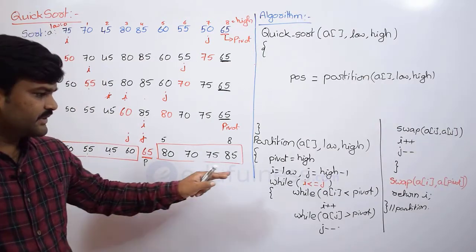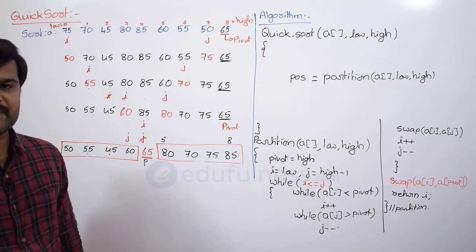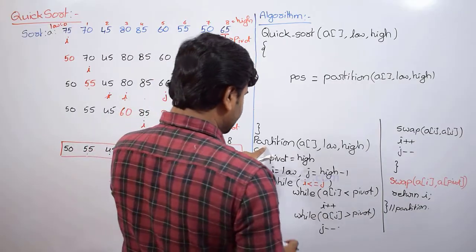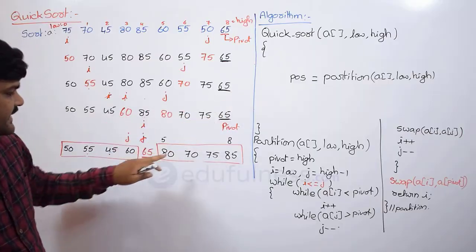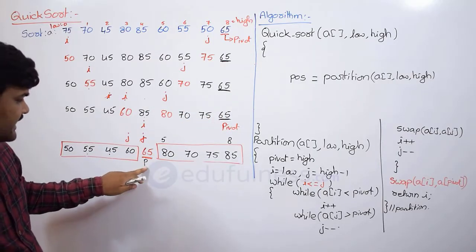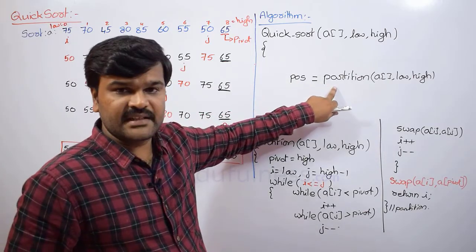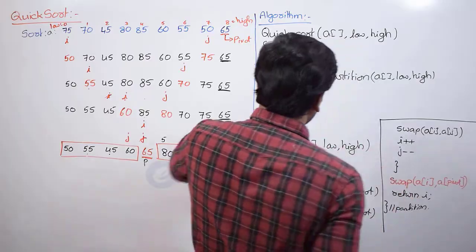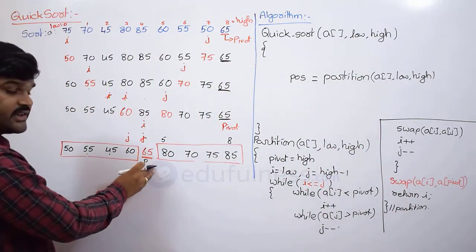So you see how simple writing the code is after understanding the example. Now you see what happened. After completion of this partition, the pivot is placed in the 4th position, and that number 4 is returned. So now position is going to have that number 4, for example. Then after getting where the pivot is placed, what do you have to do?